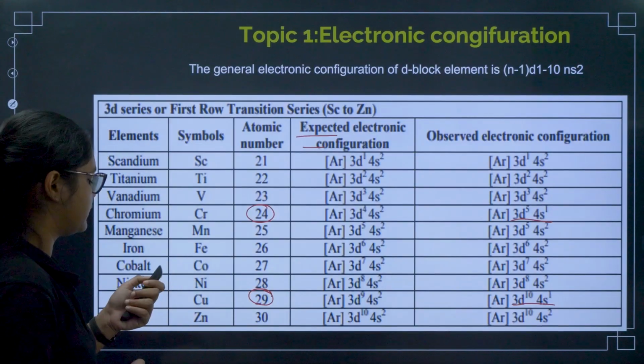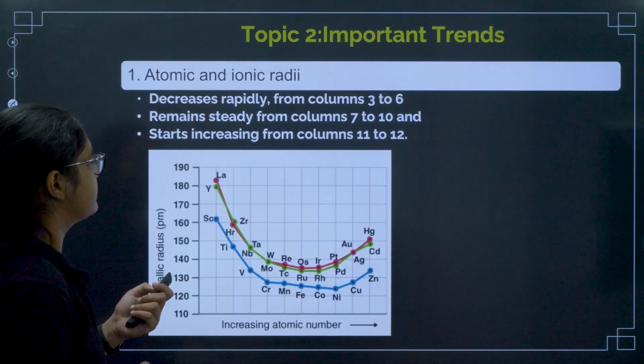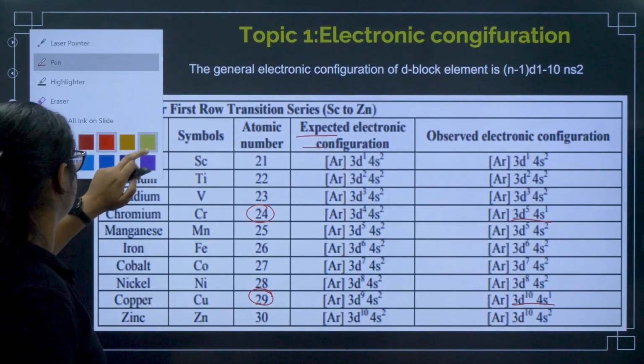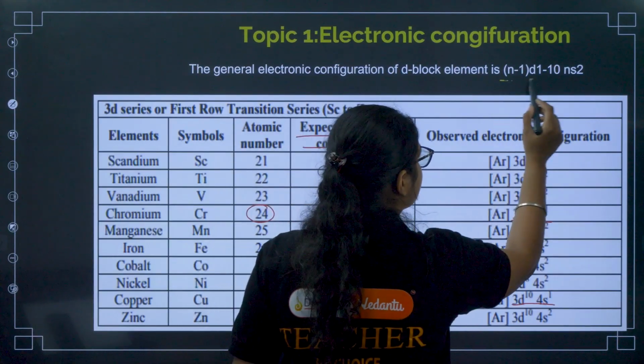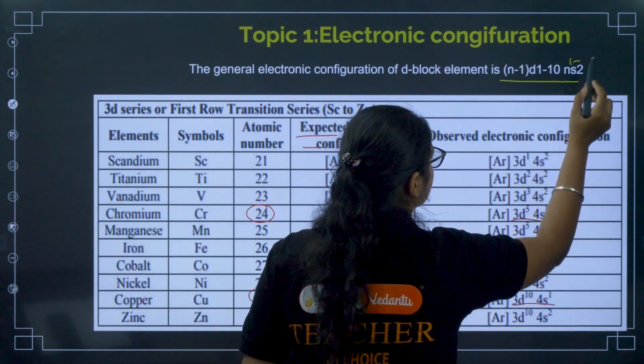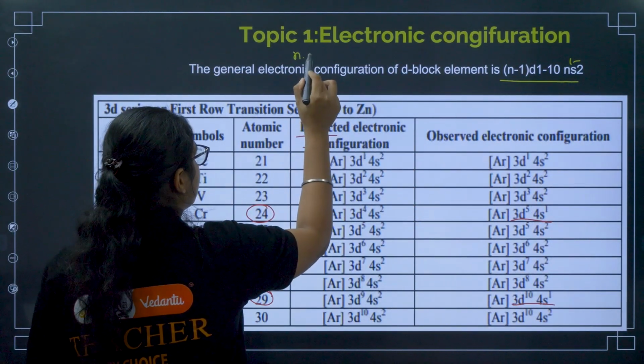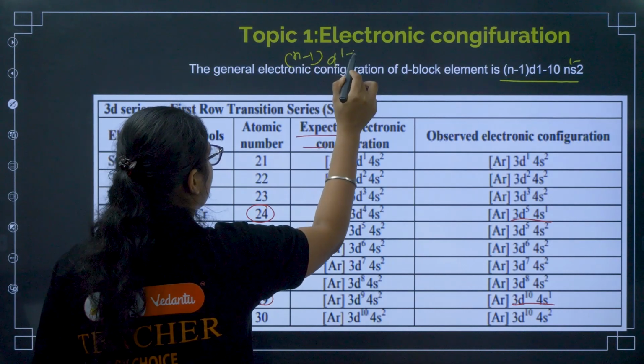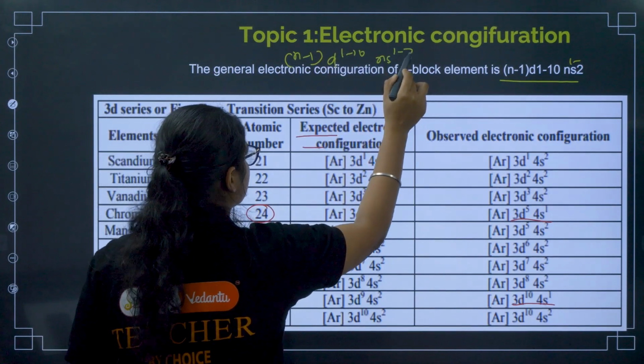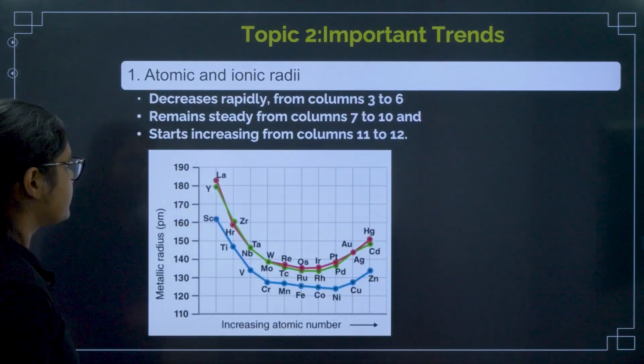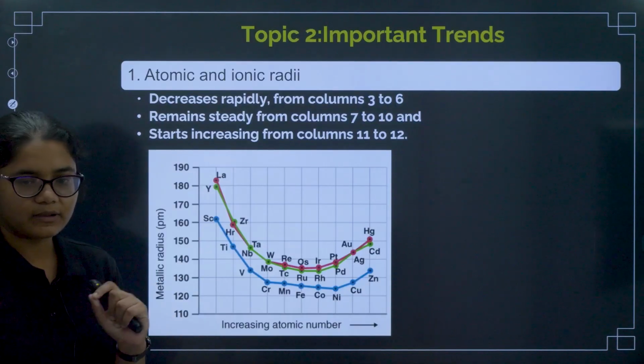And we know fully filled electronic configurations are very stable. Next, one more thing here is, what is the general electronic configuration? (n-1)d 1 to 10 ns 1 to 2. Okay. Next, coming to the first trend, that is your atomic radius.